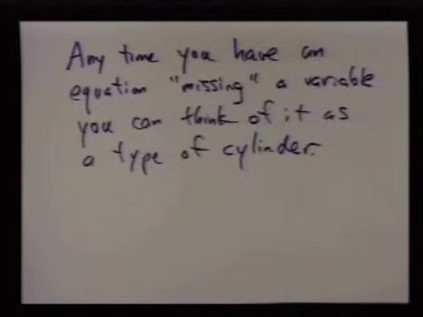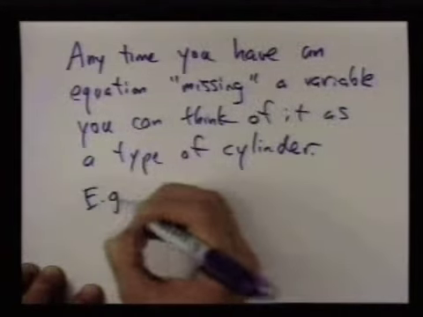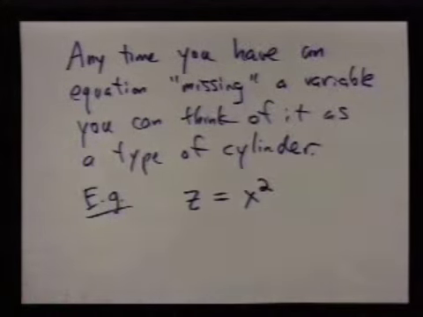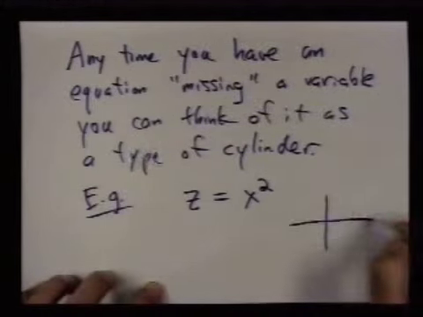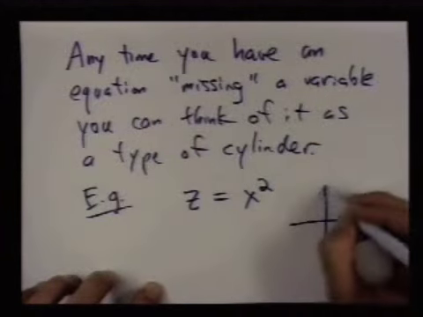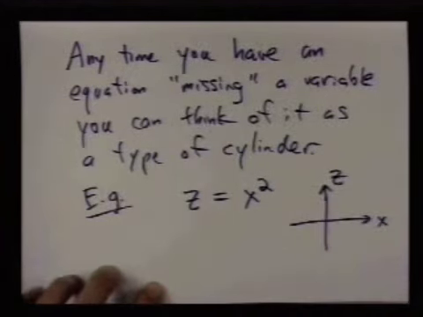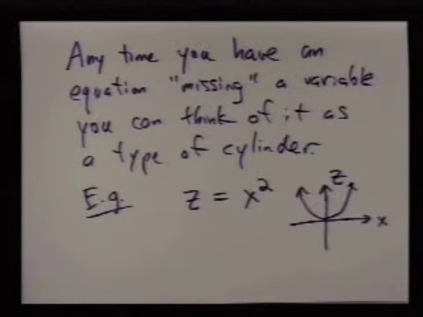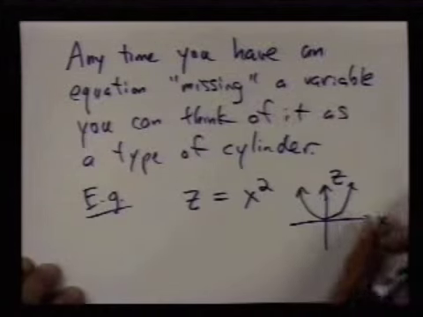So let me give a simple example. If I look at the equation z equals x squared, well, this doesn't depend on y. So the picture won't depend on what y value we're at. So if I draw the xz plane separately, I'll always just get this parabola. So for y equals 0, y equals 1, and so forth, we'll always get the same shape.